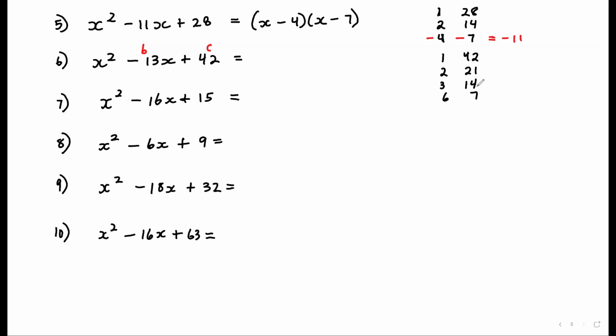Right. So the factors there that could give me 13 will be 6 and 7, because 6 plus 7 is 13. But we need negative 13. So those two factors would have to be negative. It'll have to be minus 6 minus 7, because minus 6 minus 7 is minus 13. And then minus 6 times minus 7 is positive 42. So in brackets, I'll have x minus 6 by x minus 7.